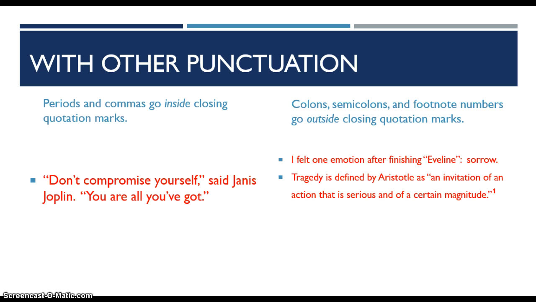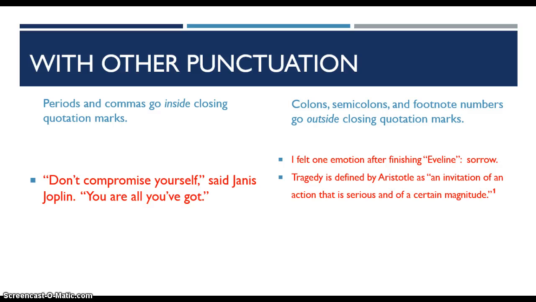If you're using other punctuation, it's important to know where to put the quotation marks. Periods and commas go inside closing quotation marks. Look at this quote by Janis Joplin. "Don't compromise yourself," said Janis Joplin. "You are all you've got." If you look at the first part, there's a comma after yourself, and it's inside the quotation marks. At the end, we've got a period after got, it's also inside with the quotation marks.